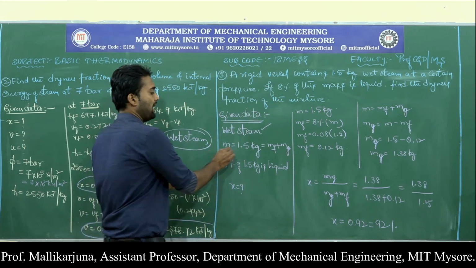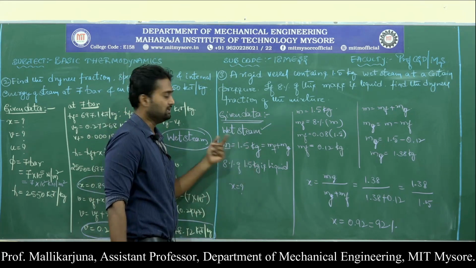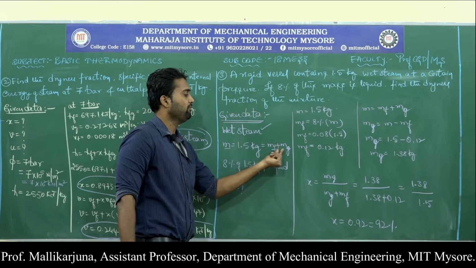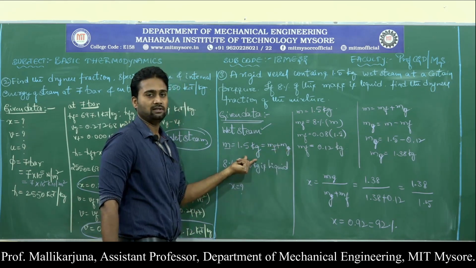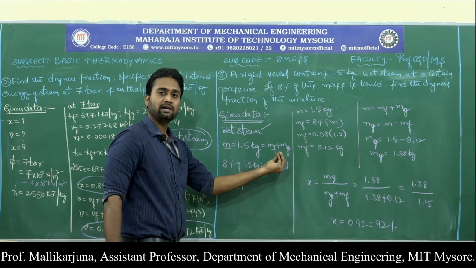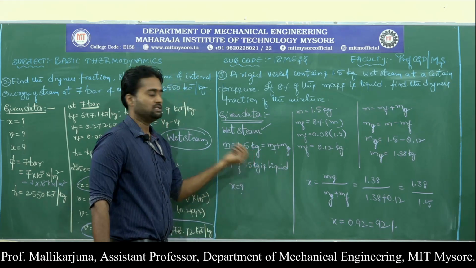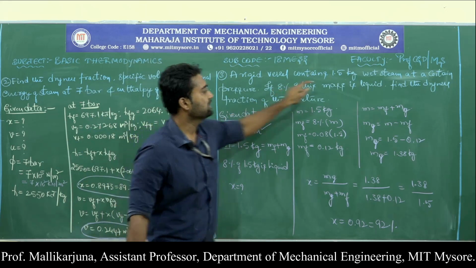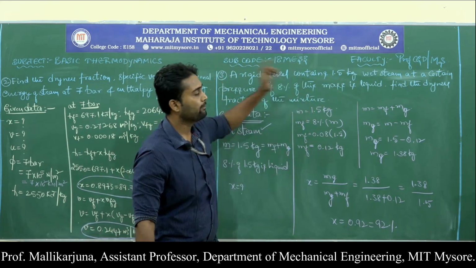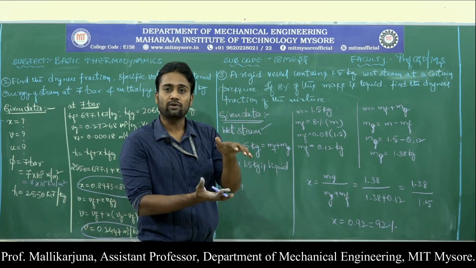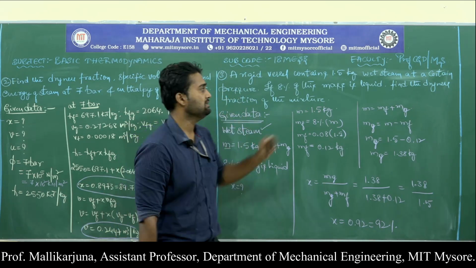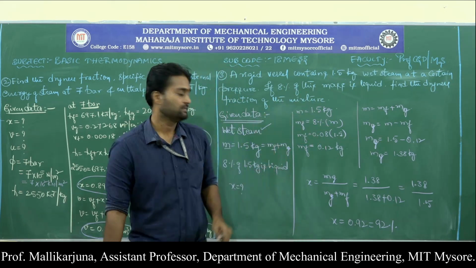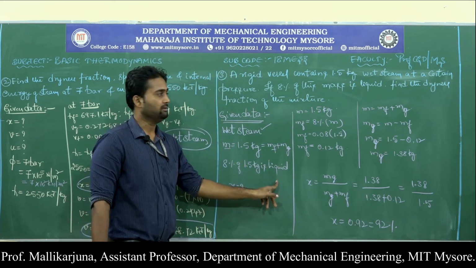At a certain pressure, a container is containing wet steam of 1.5 kg. So now the mass of the wet steam is 1.5 kg. Since it is a wet steam, it consists of both fluid and gas. Mf plus mg is 1.5 kg. By adding both fluid and gas, I am getting 1.5 kg. Now let me look at the problem. If 8% of this mass, what is that mass? In that 1.5 kg, 8% is liquid. 8% of the given steam is liquid.